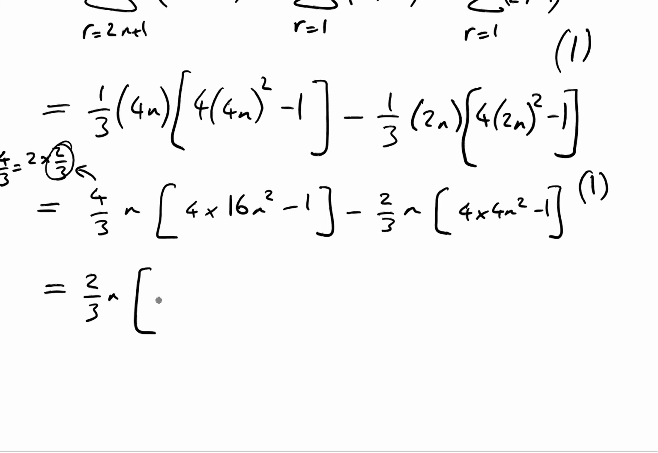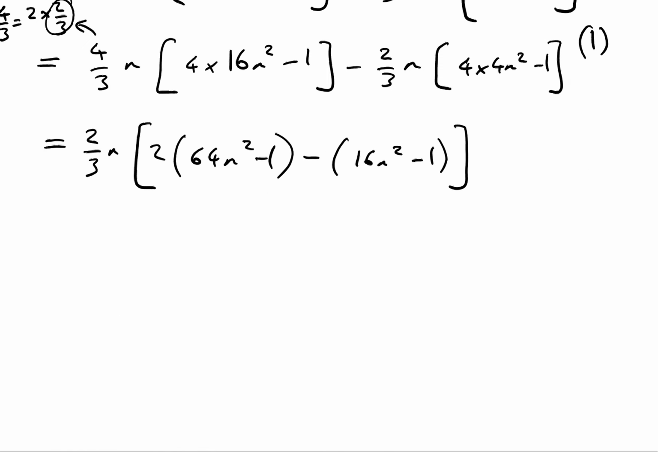And then inside I'm going to have 2 multiplied by this thing here. 4 times 16 is just going to be 64 n squared minus 1. I've already taken the 2/3 out, so this is just going to be minus this thing here, which is going to be 4 times 4, which is 16 n squared minus 1. Okay, simplify this. We've got the 2/3 n. It's already looking good that the a is going to be 2/3 if you look back at the original question. So 2 times 64 is 128 n squared, minus 2 times negative 1, it's going to be negative 2. Take away 16 n squared plus 1.